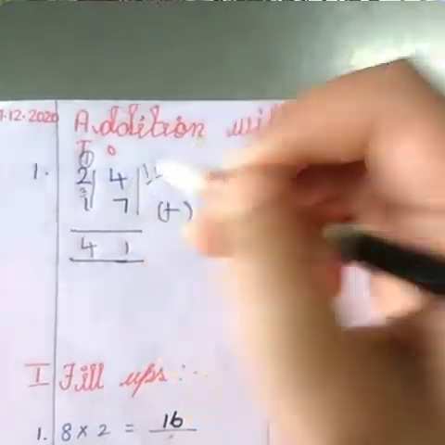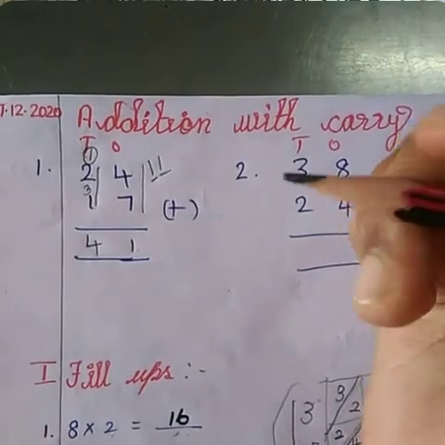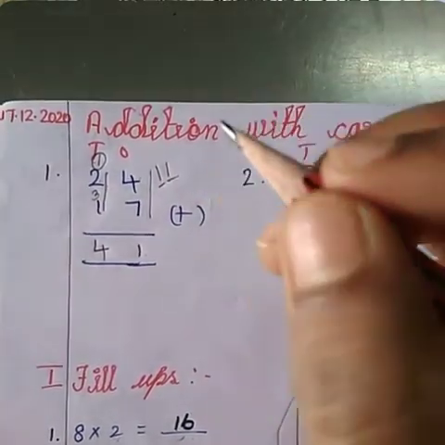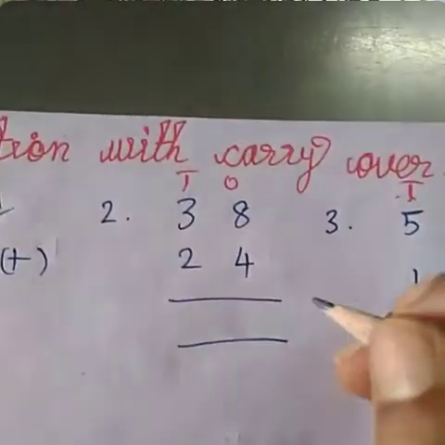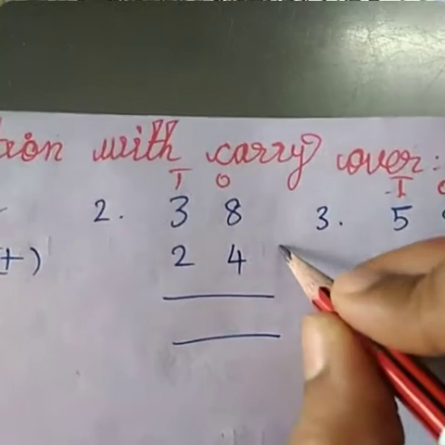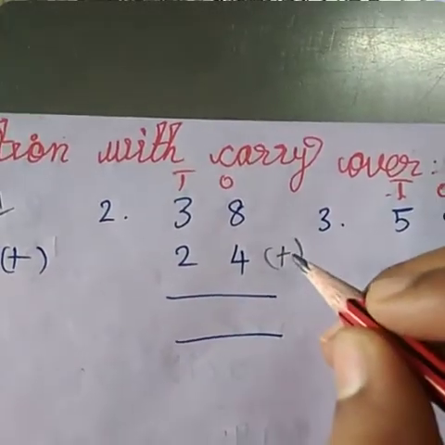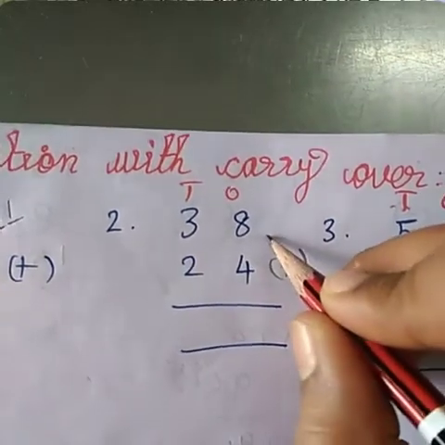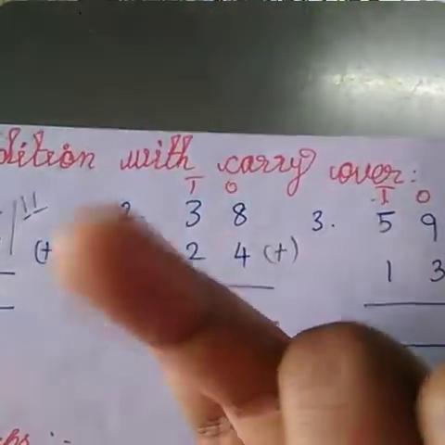This is addition with carry over sums. It is very important, so you have to be clear about carry over sums. Next, see the second sum: 38 and 24. You have to add these two numbers. First consider the ones column and put 8 in your mind, 4 on the finger. 8 after: 9, 10, 11, 12.